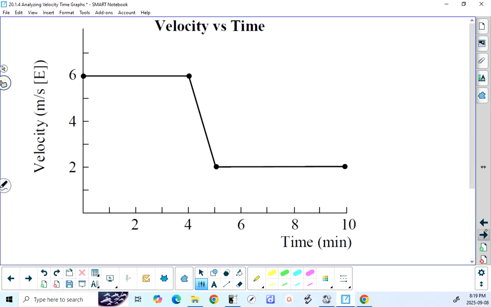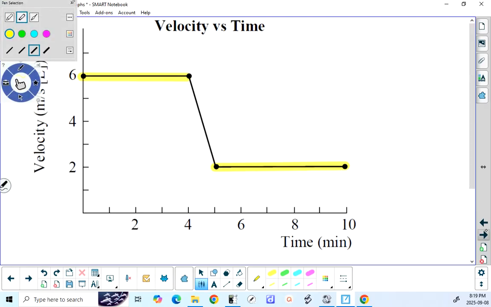There are 2 portions in which the velocity is not changing. So for the first 4 minutes, it's experiencing uniform motion. And for the last 5 minutes, it's experiencing uniform motion. But this section in between, the object is experiencing what we call uniform acceleration, or in general, non-uniform motion.